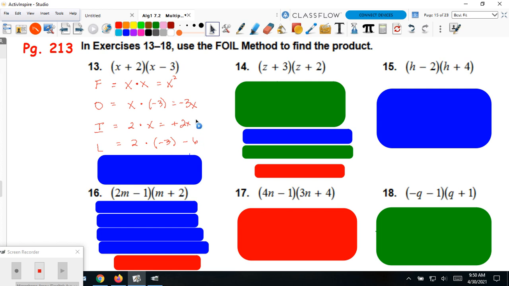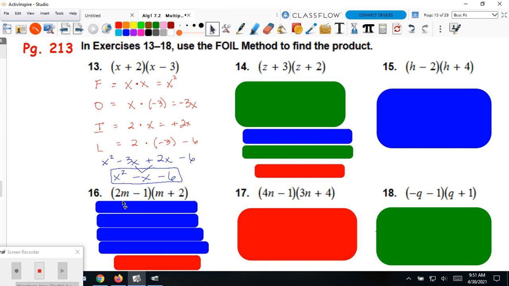So now we would want to just clean up here these two outer and inners. You want to combine the like terms there. And so you do that. You combine those two. So here's your four terms. You're going to combine these two to a negative x in the middle. So our answer is just x squared minus x minus 6. There's our answer for 13.